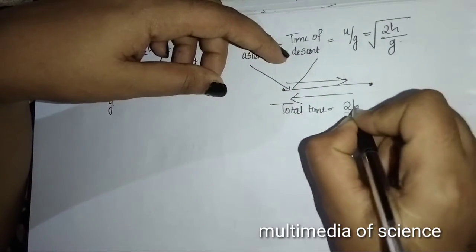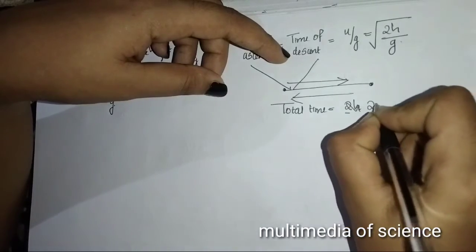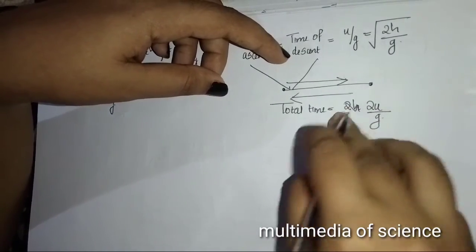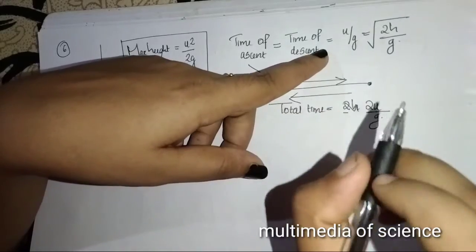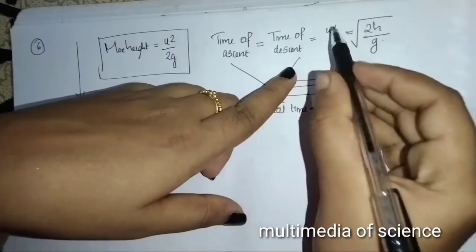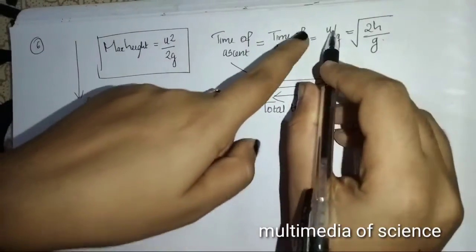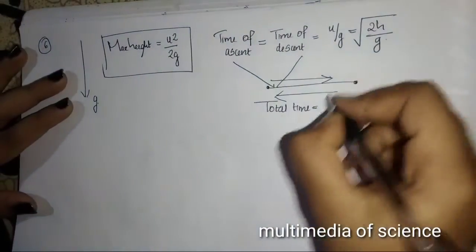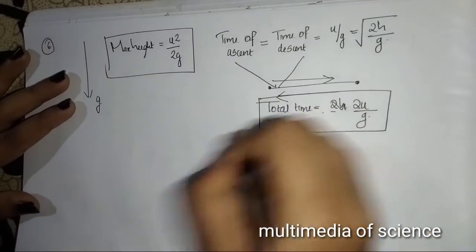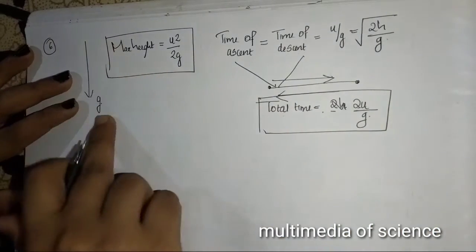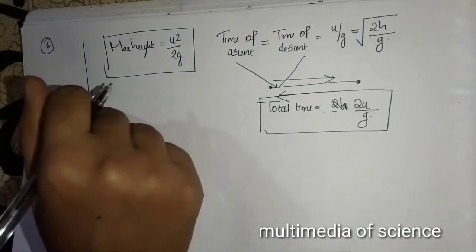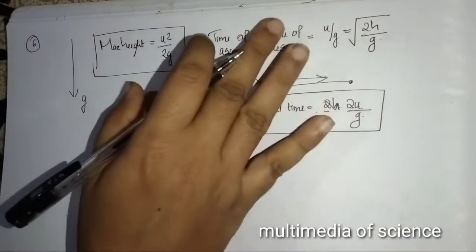2u by g. Time of ascent is u by g, time of descent is equal to u by g. Total time is equal to 2u by g, 2 times u by g. Clear? That is about the total time taken in the case of vertical motion, the sum of time of ascent and time of descent.